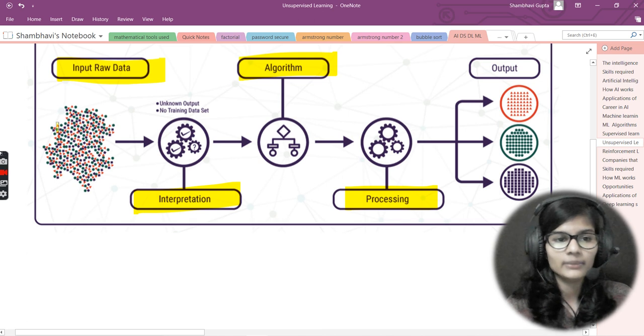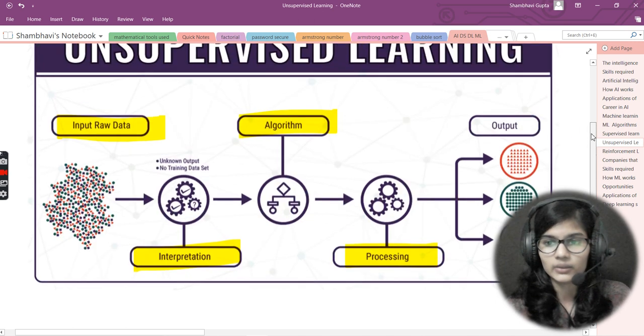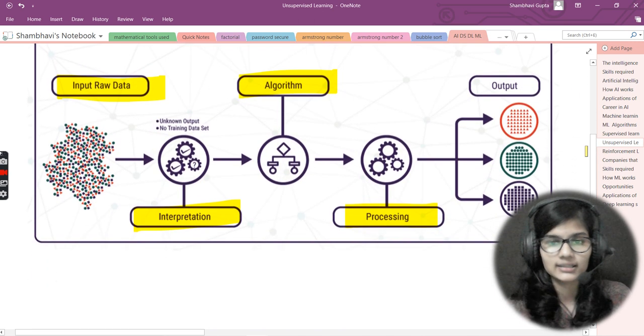So you had very messed up data that was unlabeled, right? And after performing unsupervised learning, your data has come to a proper label. Whatever label you have, it has come to that particular label. So this is what we call unsupervised learning.